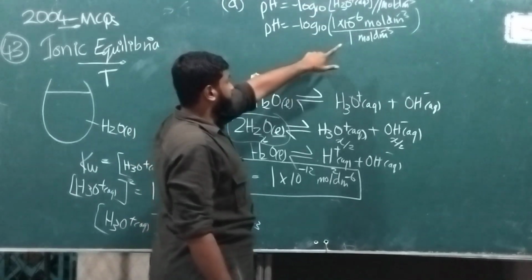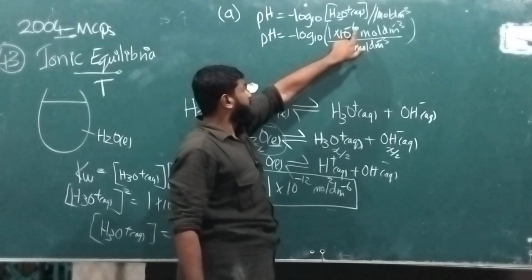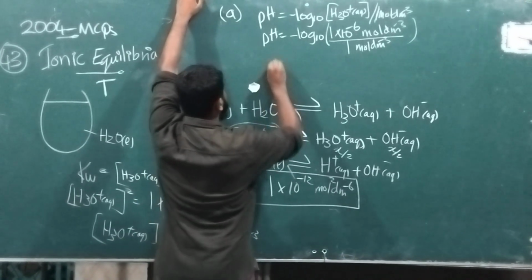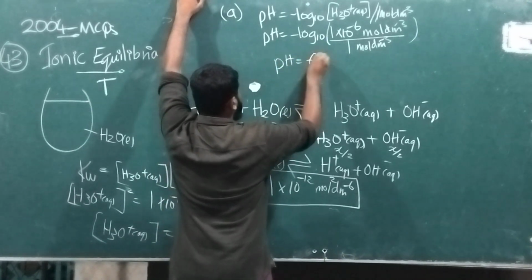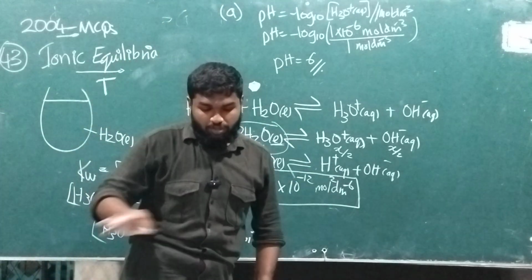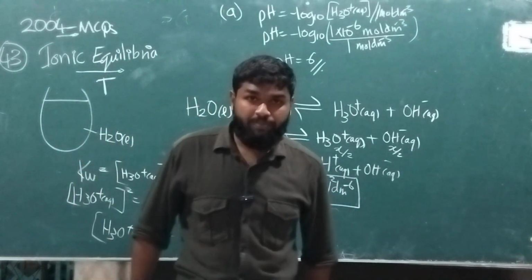So mole decimeter minus 3 will be cancelled. You can bring this to the front. So what will happen is, you will get pH is equal to 6. So therefore statement A is absolutely correct. So you can take statement A.